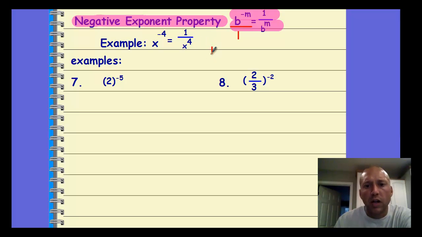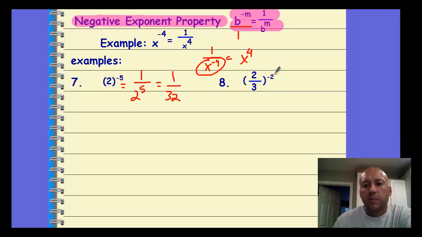Let me do another example. If it starts in the denominator, if we had 1 over x to the negative fourth, I can rewrite that by moving that negative exponent to the top, to the numerator. And so that's the same thing as x to the fourth. So 2 to the negative fifth, I can first change that to a positive exponent by putting it in the denominator. And then I can evaluate 2 to the fifth. I just keep doubling: 2, 4, 8, 16, 32.